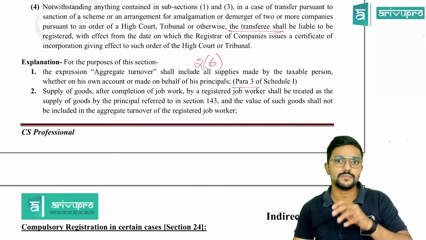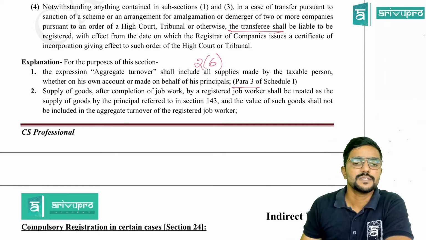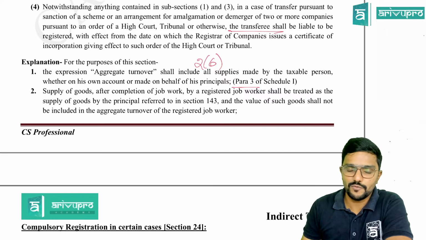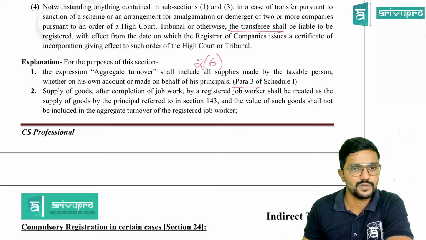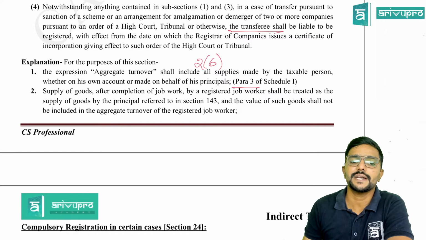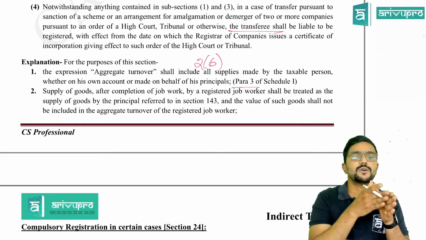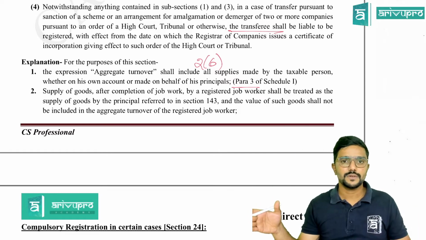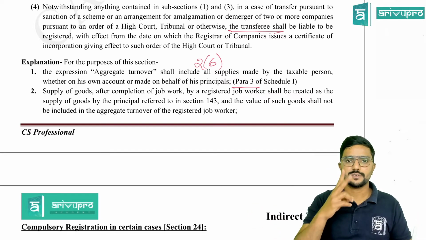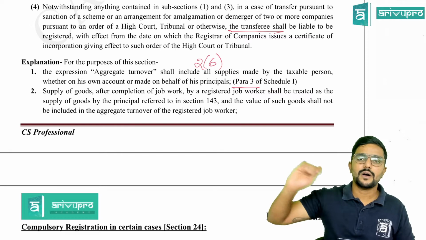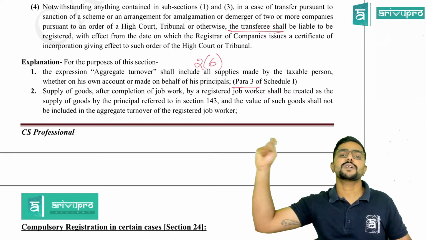Okay. Next, supply of goods after completion of job work by a registered job worker shall be treated as the supply of goods by the principal referred to in section 143, and the value of such goods shall not be included in the aggregate turnover of the registered job worker. Now, the principal has sent the goods to the job worker for job work. Within 1 year, he has two options. He has to take back the goods, or else he can supply the goods from the job worker's place.